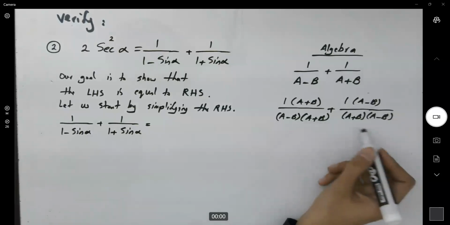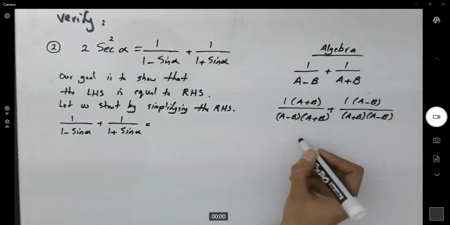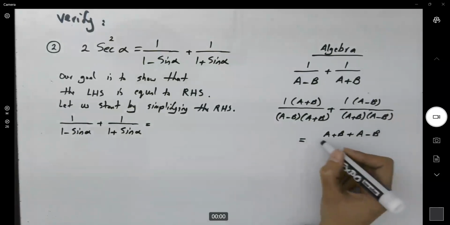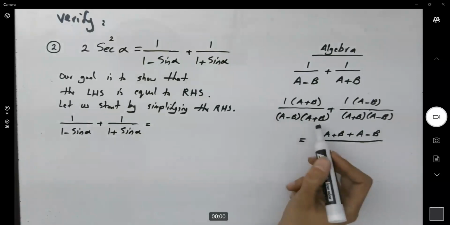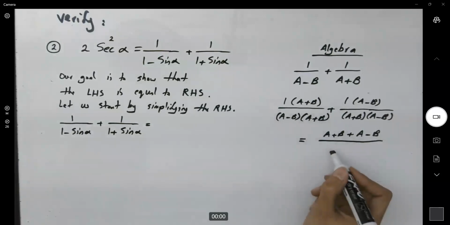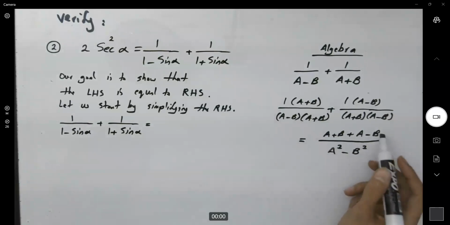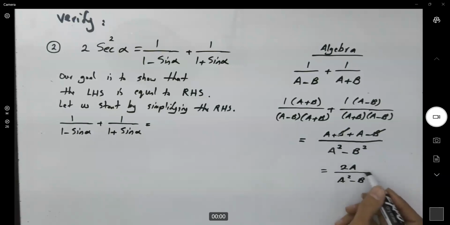Okay, now that they have the same denominator, you are allowed to combine the numerators. This becomes a plus b plus a minus b divided by, guys, the multiplication between a minus b and a plus b, which results in a squared minus b squared. Then you cancel out b and negative b, and you're left with 2a over a squared minus b squared.